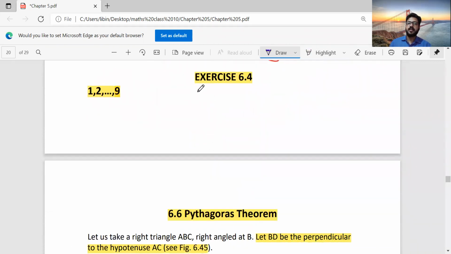Then I have given exercise 6.4 as homework. All of you complete it. If you have any doubt regarding any questions in solving this, you can ask me. Okay, no problem, but still all of you must complete it.